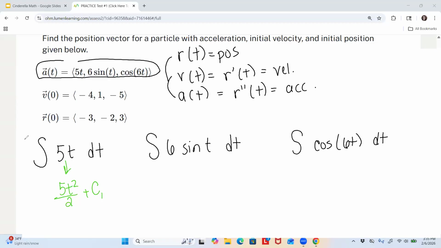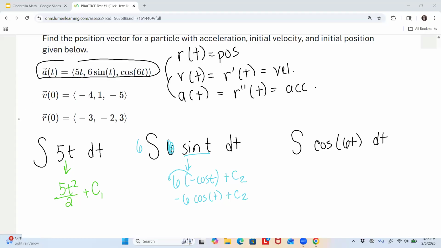The second one, pull this 6 out. And now the integral of sine, whose derivative is sine? Negative cosine. So this would be 6 times negative cosine of t, and then plus constant 2. This negative would look better here. So this is negative 6 cos of t plus constant 2.